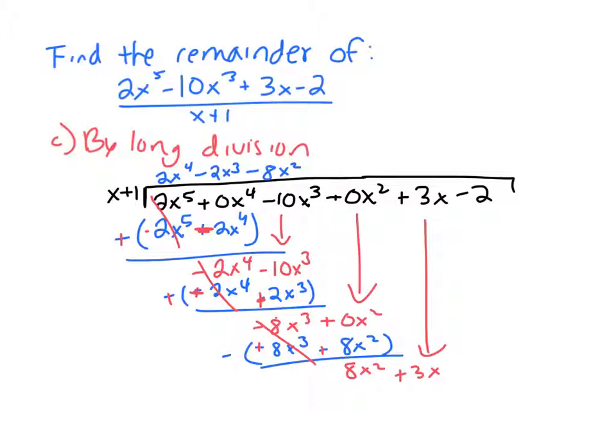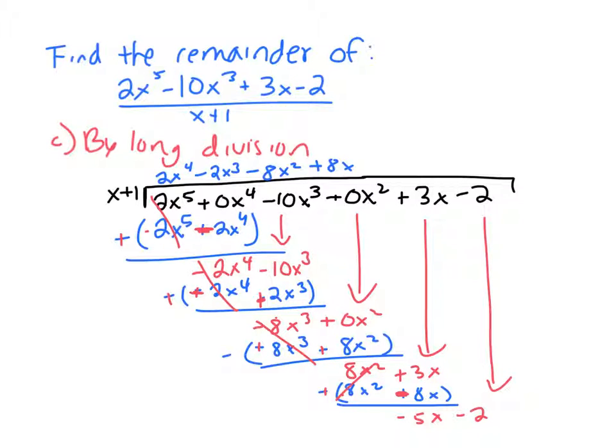What times x is 8x squared? Positive 8x. So then I'll have 8x squared, and 8x times 1 is also 8x, so I'll write that plus 8x. Subtract it off, so this becomes minus, and that becomes minus. These cancel, and you have 3x minus 8x, that's minus 5x. Drop the last term, minus 2.